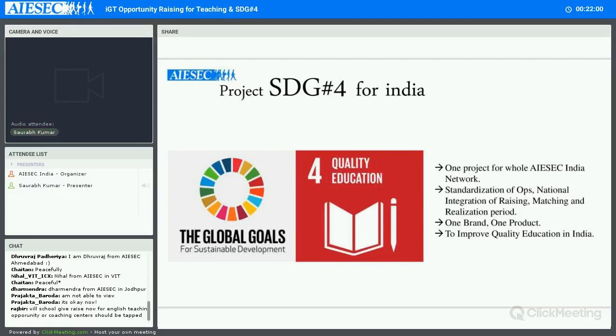There will be a standardization of opportunities, that is, all the opportunities on the system will be standardized. They will run under one brand, and that brand will definitely be SDG for India. This will be run in coordination with all the local committees. Especially right now, as we are running it as a pilot project, it will be run with the core product LCs, that is, the LCs which have iGT as their core product. Then there will be an integration of the raising, matching, and realization period.